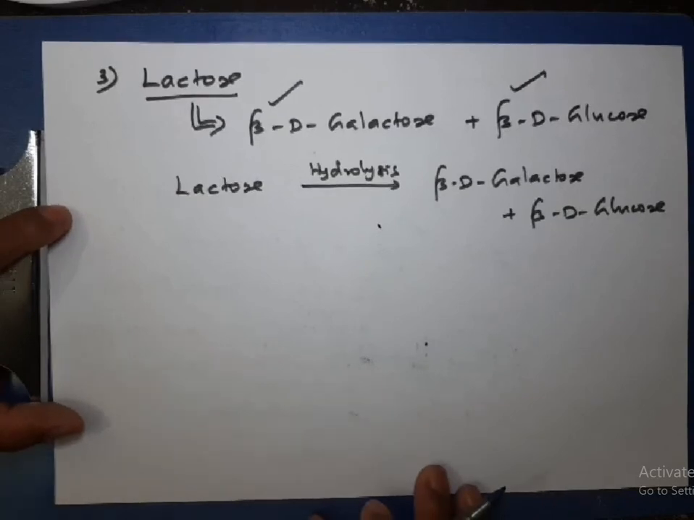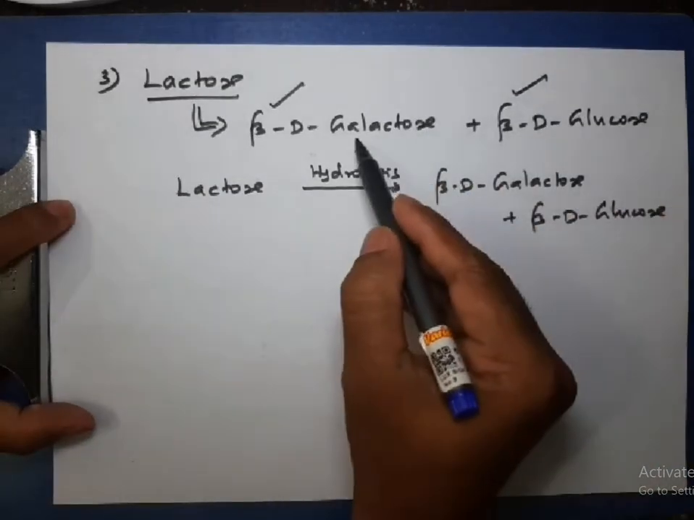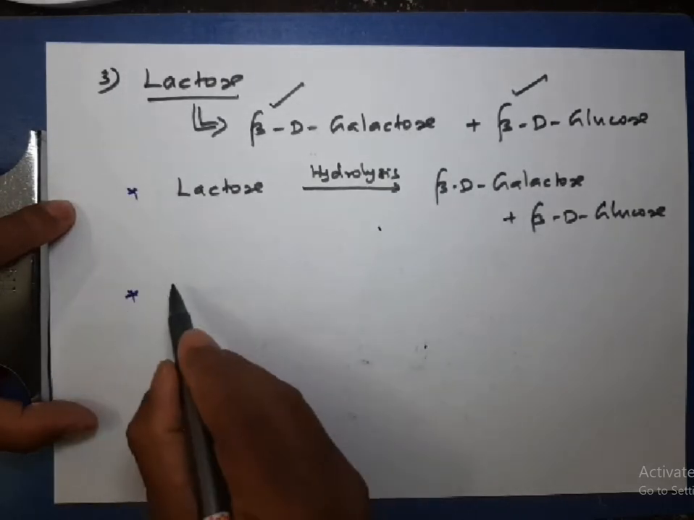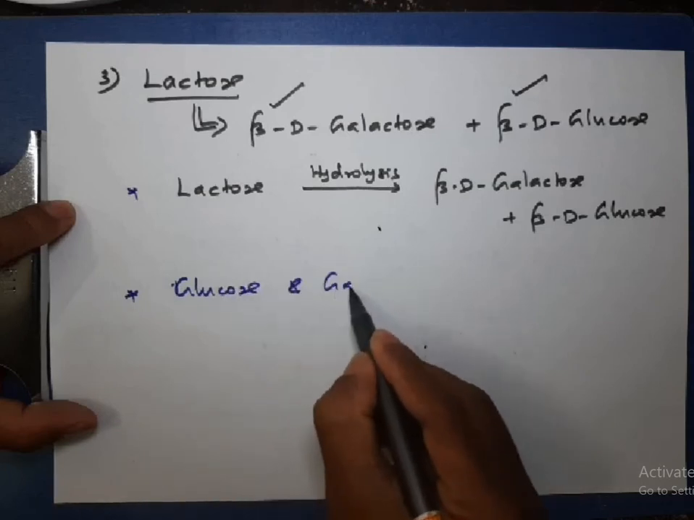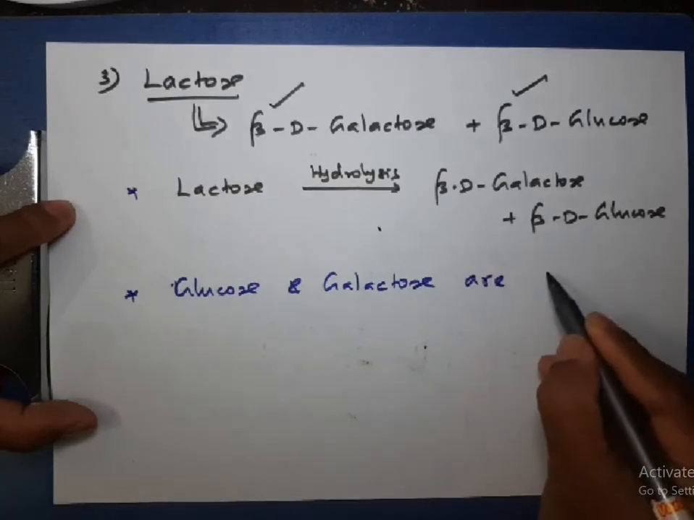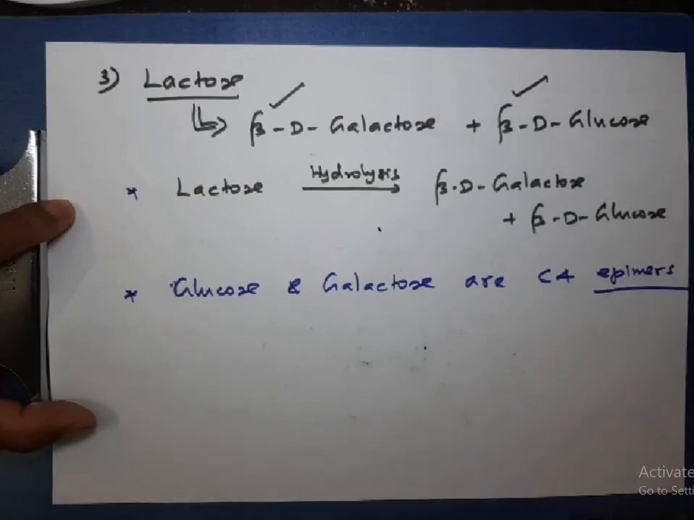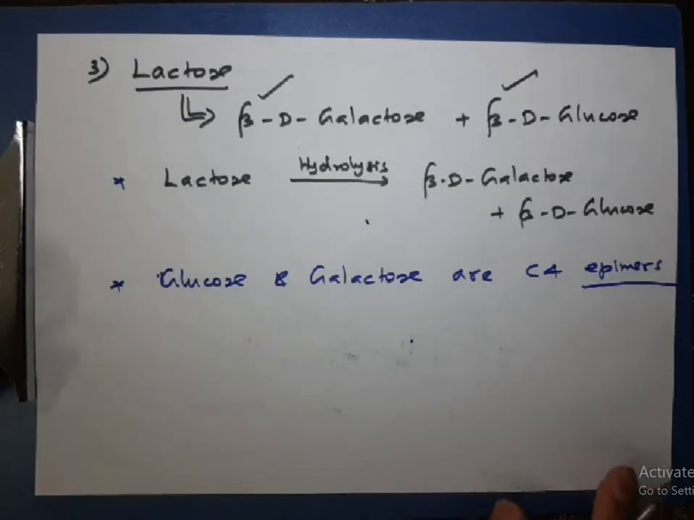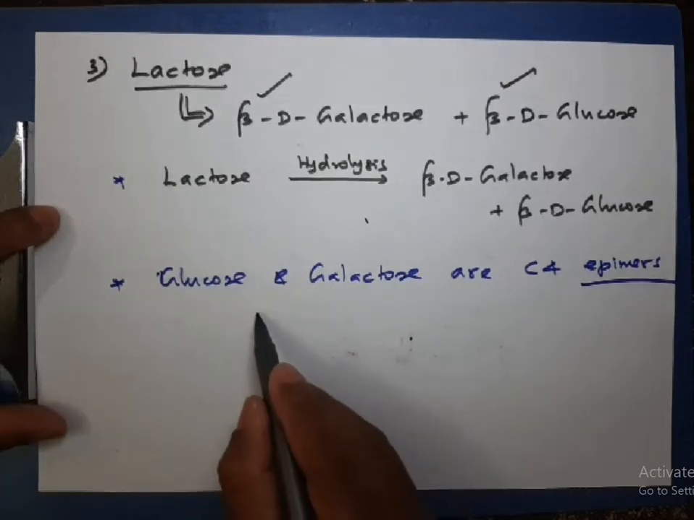Okay, now, and you also know that I have given this information already. Glucose and galactose are C4 epimers. Students, remember this. Glucose and galactose are C4 epimers. They are epimers. C4 epimers. What is meant by C4 epimers? What's the meaning? The meaning is, listen, let me draw the open chain structure so that you can easily understand this. Open chain structure, right?